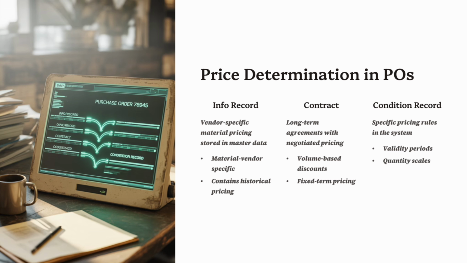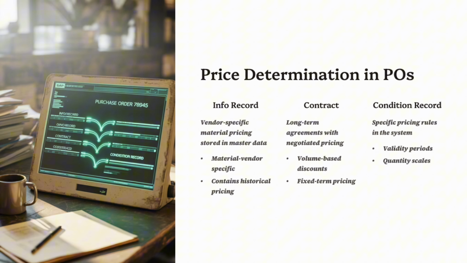Here's how it works. The system first checks if there's a valid info record for the material and vendor. If yes, it uses that price. If not, it looks for a contract or scheduling agreement to pull the price from. If still not found, it falls back on condition records created in the system.